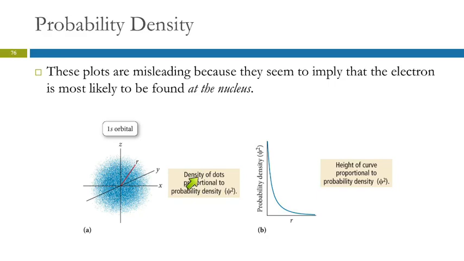So if we look at this, the density of the dots is proportional to the probability density, and we see that the probability density is actually highest at the nucleus. Except electrons are not found at the nucleus. They have to be some distance away from the nucleus. So this is not quite right. Something's missing.